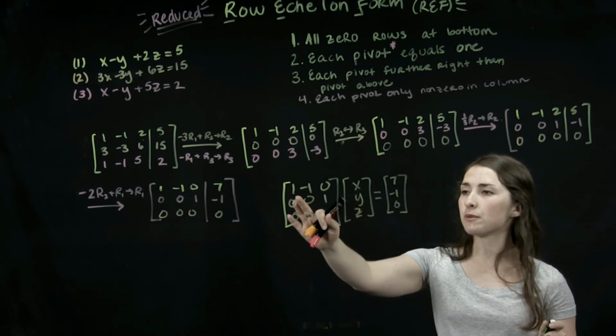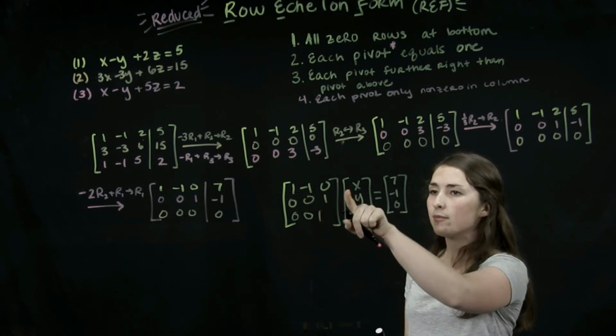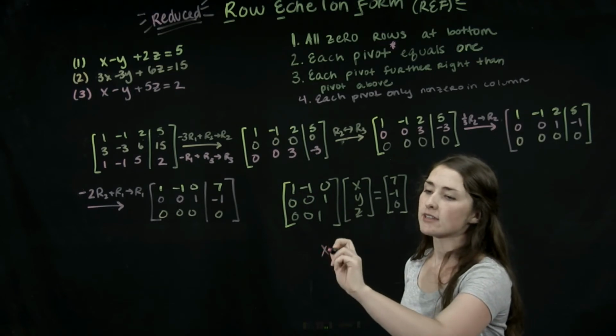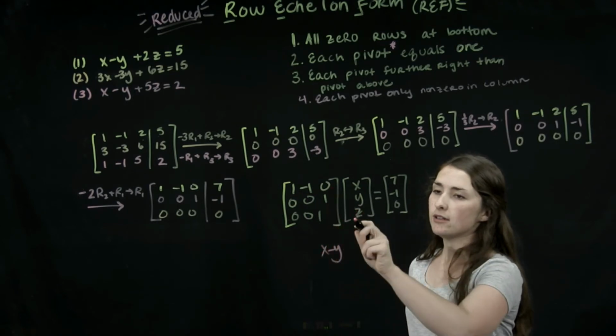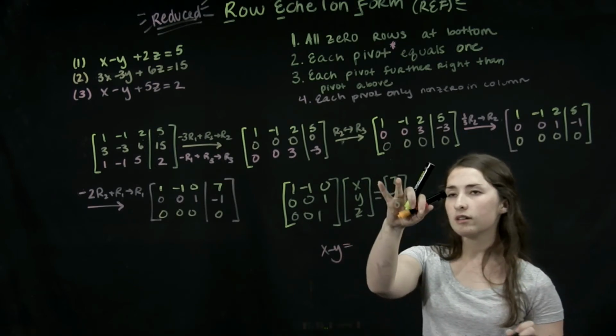So now we're using our matrix vector form again. Do our matrix multiplication on this side. So we have 1 times x plus -1 times y. So we have x minus y. 0 times z is 0. So that's going to be equal to 7.